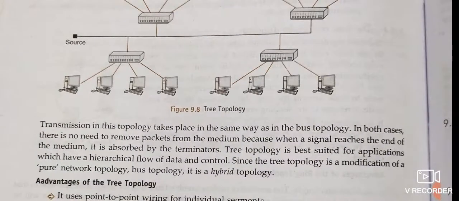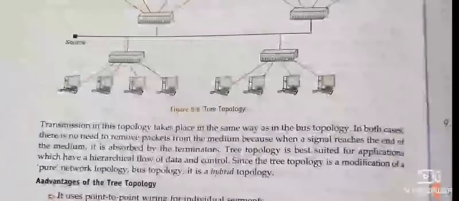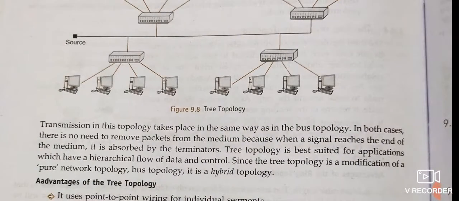Tree topology is best suited for applications which have a hierarchical flow of data and control. Hierarchical means where one is connected with the other, where it inherits the features of the previous node. Okay, since the tree topology is a modification of pure network topology, the bus topology, it is a hybrid. It is also like bus topology, it also comes under the hybrid topology.